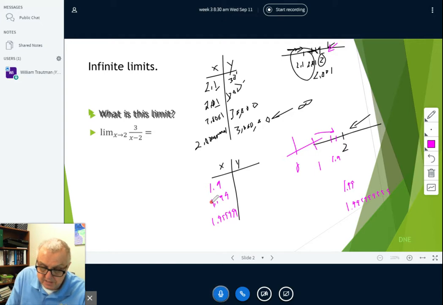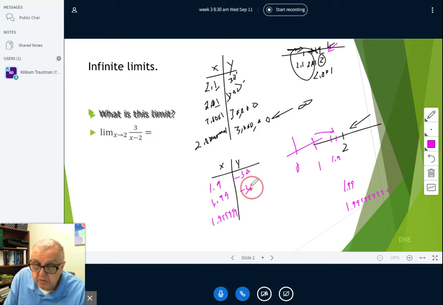1.9999999999999. So let's see. I'm going to put it in my calculator. 3 divided by 1.9 minus 2, and I get negative 30. Then if I do 3 divided by 1.99 minus 2, I get negative 300. Then if I put in a whole bunch, I get negative 3 million.